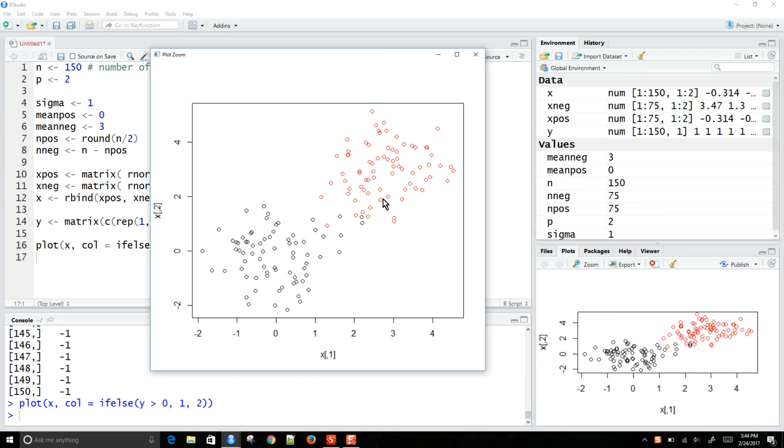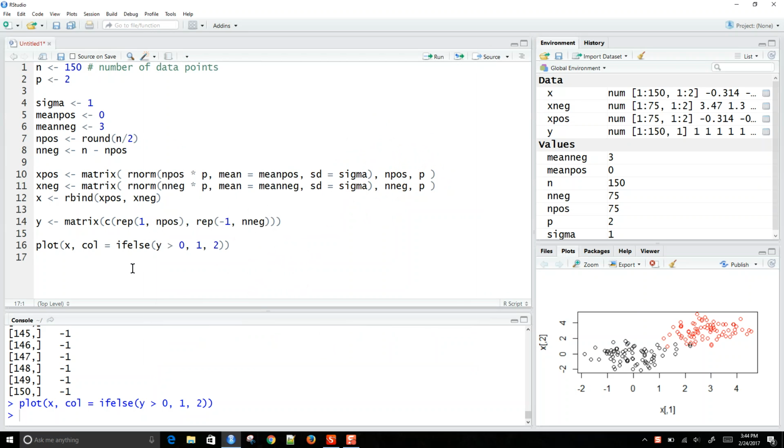So I've got this area where it is centered around 3, this area where it's centered around 0, okay? Because I just set the mean in the x and y direction here. Okay, so this is what I've got. And then we're going to create a training data set.